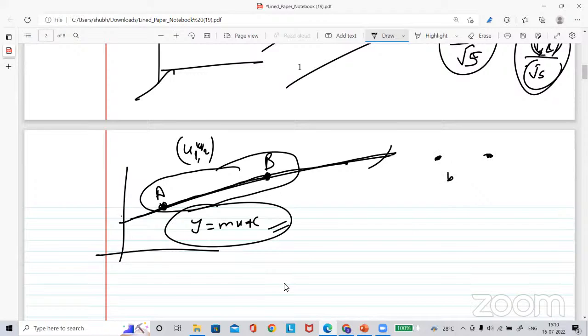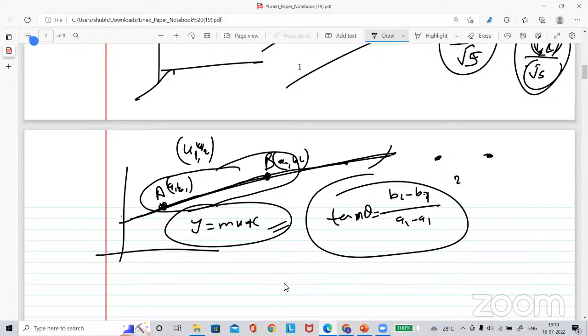Change in y upon change in x, y2 minus y1 over x2 minus x1. Let's say this is (a1, b1) and this is (a2, b2), so it is b2 minus b1 upon a2 minus a1. This is going to be your tangent, right? This is the formula for the slope of the line.